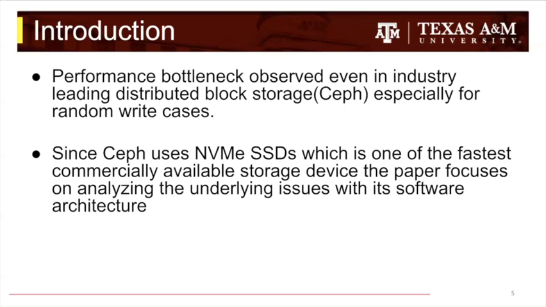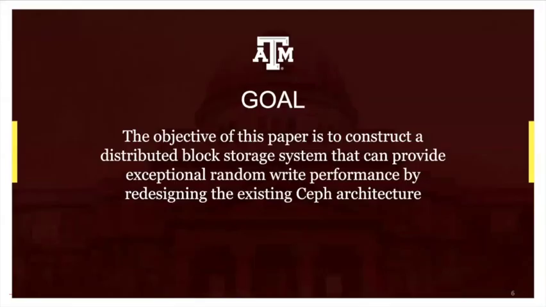That's what the authors in this paper are trying to analyze: how an industry-leading distributed storage system like Ceph has some underlying software architecture and design issues which lead to performance bottlenecks. And this is somewhat how they define the goal of this paper: they want to construct a distributed block storage system that can provide exceptional random write performance by redesigning the existing Ceph architecture.